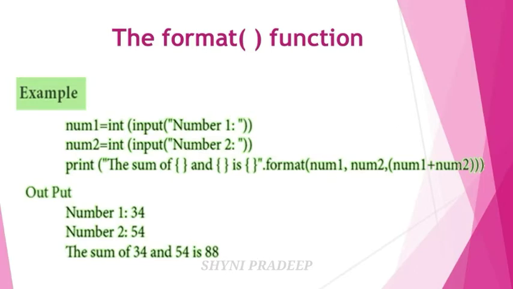Next, see the print function. The sum of, next curly brace is given. This curly brace is what? Placeholder. For which number? 34. And the next curly brace is for which number? 54. Okay, so the sum of 34 and 54 is, the next curly brace is for what? Total value. Okay, total value is what? The sum of 34 and 54 is what? 88. Okay, so here we are using the curly braces to represent the format function.